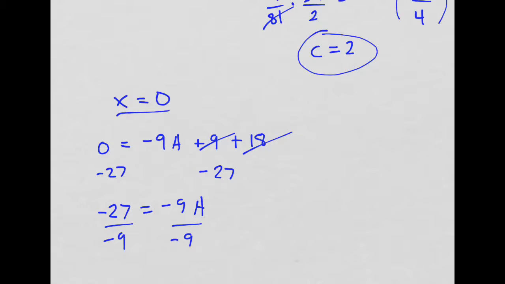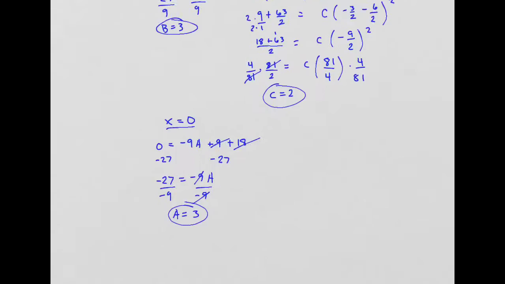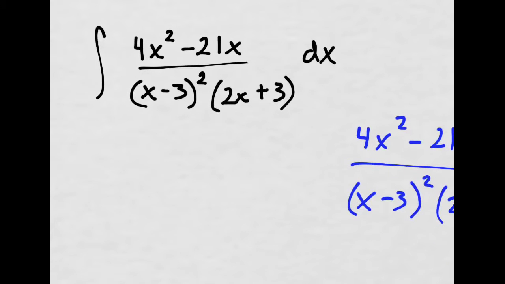Divided by -9. That goes away. And I get A equals 3. Oh, isn't that beautiful? All of this work just to do this silly little integral.